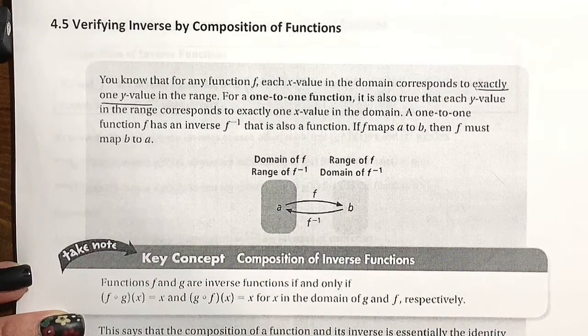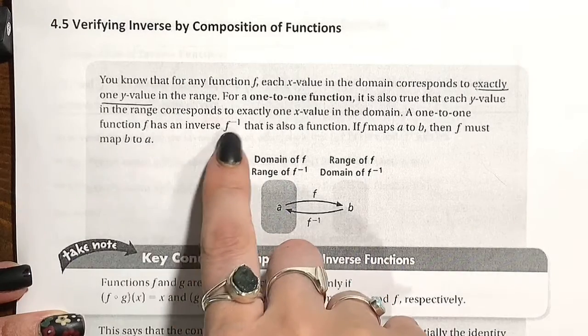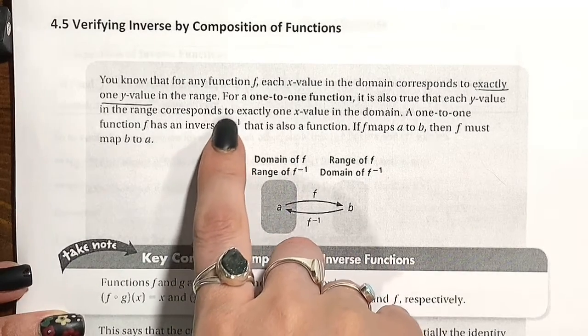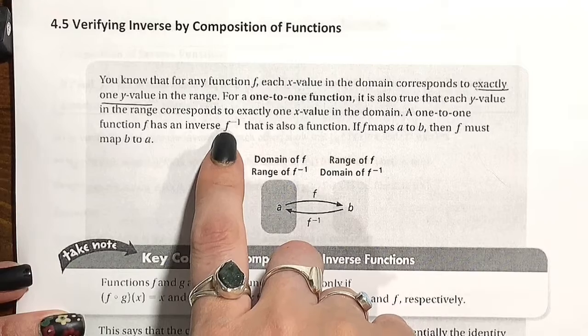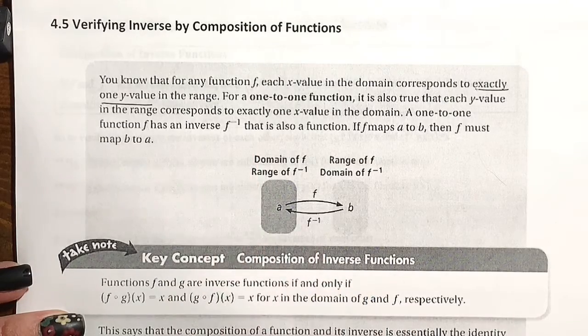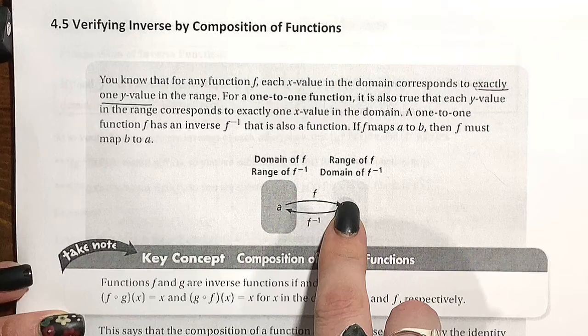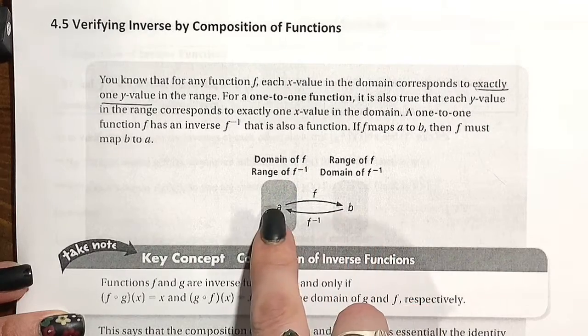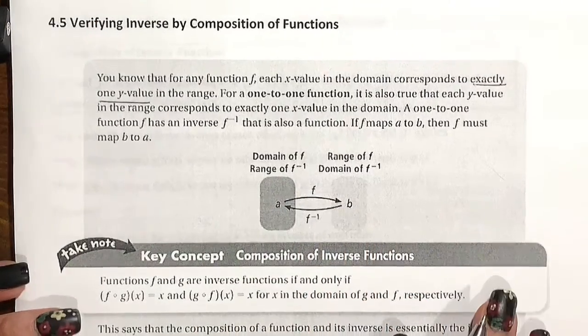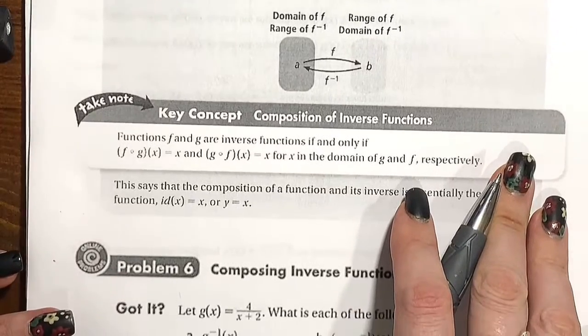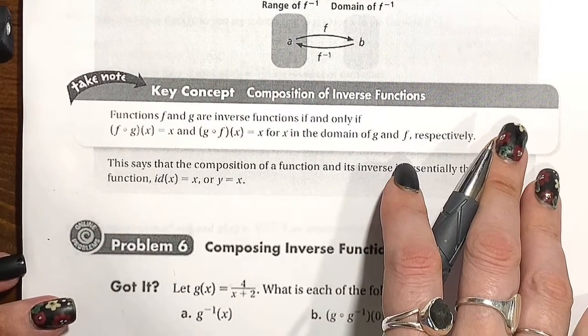So a one-to-one function, f, has an inverse. Remember that we write our inverse notation as f with a little -1 exponent. This is also going to be a function. So if f goes from a to b, then f must also go from b to a for f inverse. So functions are considered inverse functions.